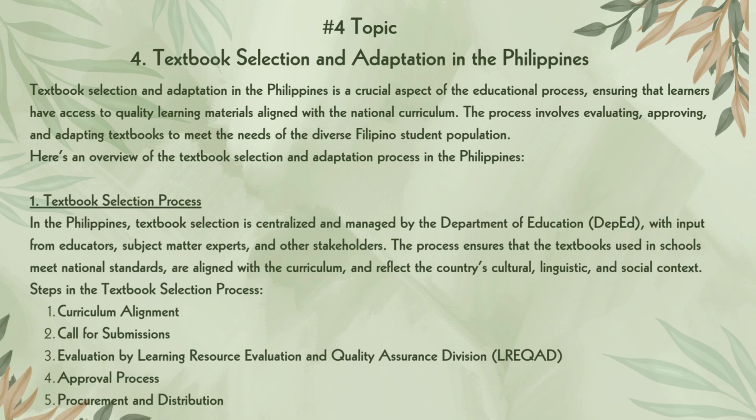So we have the textbook selection process. So the steps are: number one, curriculum alignment. Number two, call for submission. Number three, evaluation by the learning resource evaluation and quality assurance division. Number four, approval process. Number five, procurement and distribution.